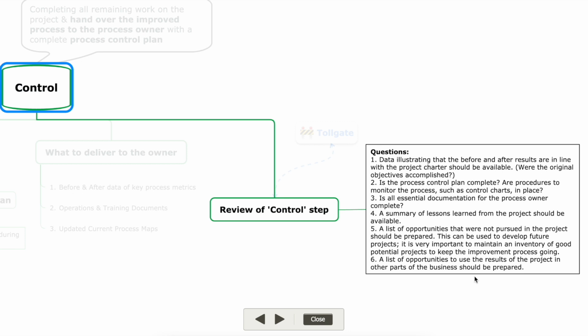So on the basis of these questions, the performance of the control step will be evaluated, and once everything is fine, the documents and the improved process, together with the process control plan, the transition plan and all the necessary documentation, will be handed over to the owner of the process who hired you or gave you the assignment to provide them a solution to their problems for improving the efficiency or improving the existing system. That's all. Thank you very much.